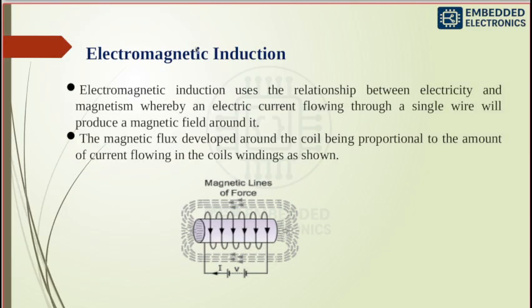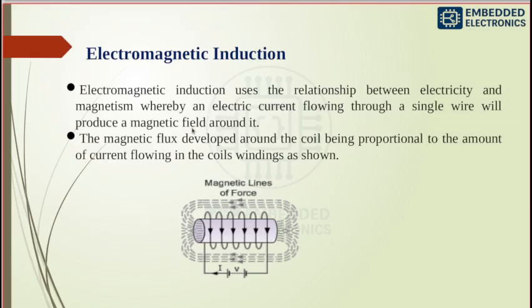And next is electromagnetic induction. So what is electromagnetic induction? It uses the relationship between electricity and magnetism, hence the name electromagnetic. Here the electric current flowing through a single wire will produce a magnetic field around it. So that is electromagnetic induction.